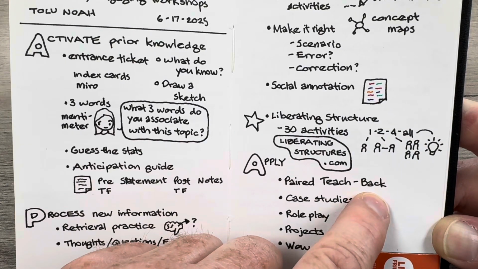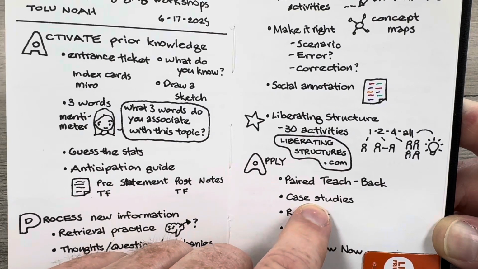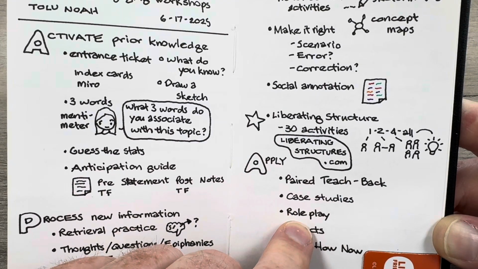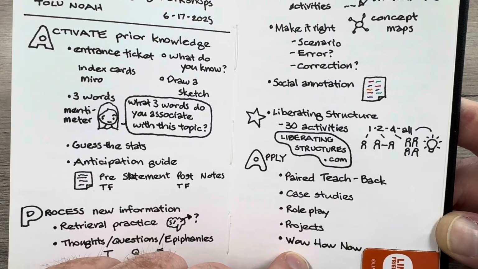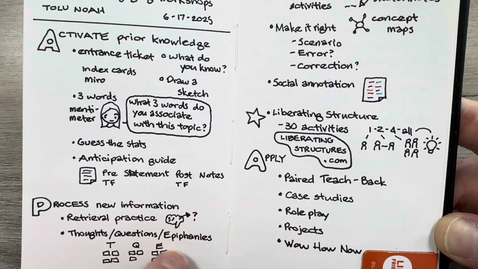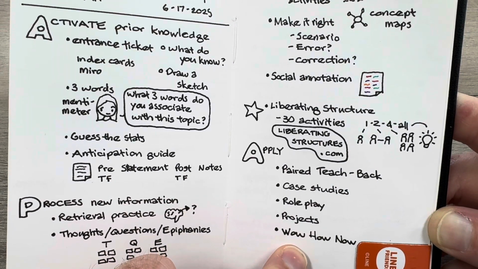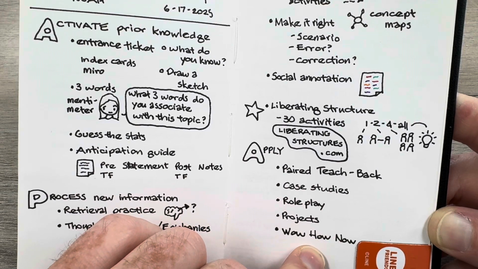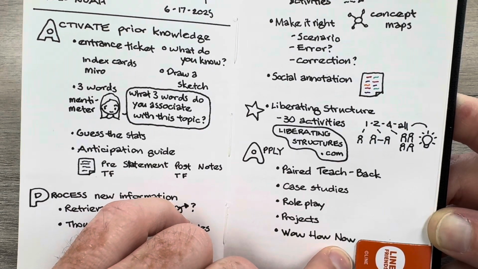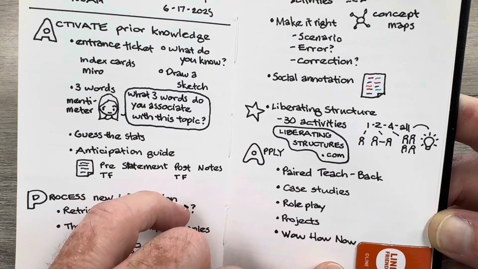Paired teach back. So ask participants to share something that they've learned to teach it back. You can go through case studies. You can do role plays, have some projects. And then one that I really like is wow, how now, which is sort of similar to the thoughts, questions, and epiphanies. What is something that just amazed you from the training? Like, wow, I just learned this and I never thought about it. How will you apply what you learned? And then now, what is the action step that you're going to take to apply what you have learned?